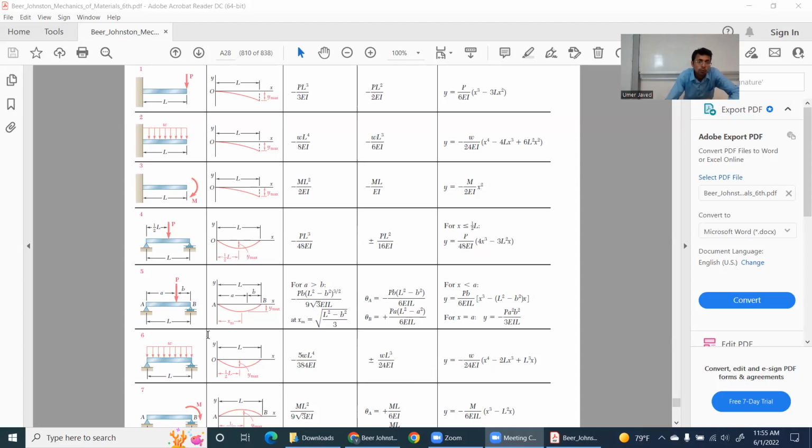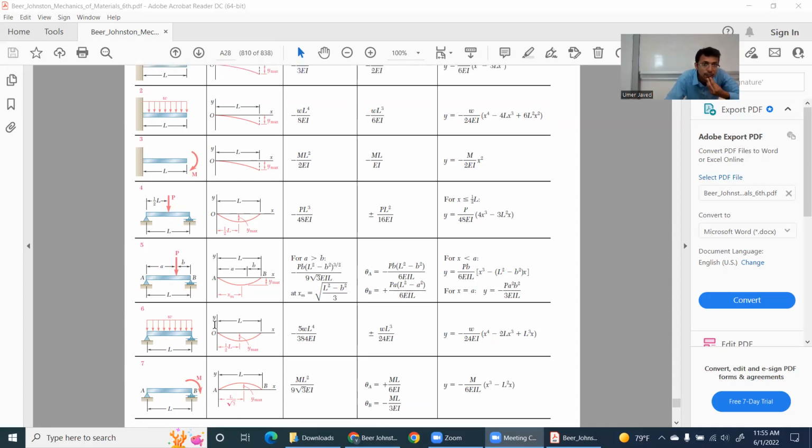I also used one more case. If you remember, it has a pin joint on the left and a roller on the right. It also has a load P acting from the top, at location a from the left and location b from the right. The total length is L. You can see that for x less than a, I have the deflection equation given as y equal to this one. And for x equal to a, I have the equation of deflection like this.